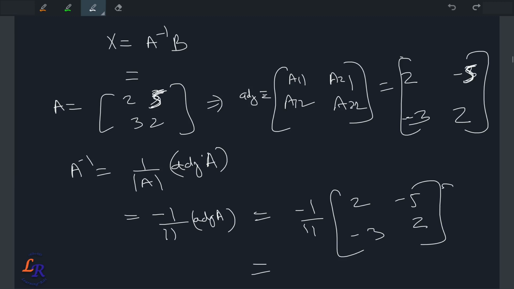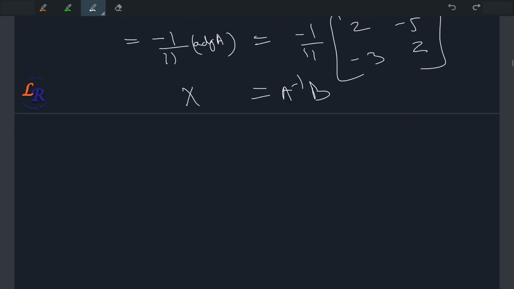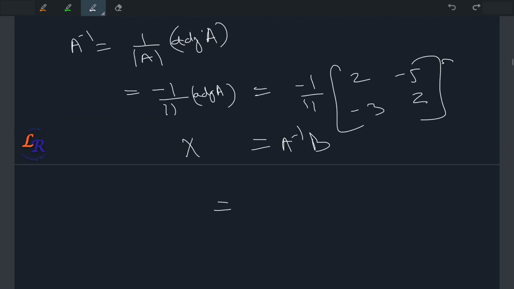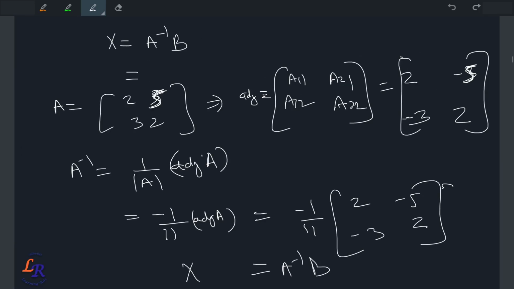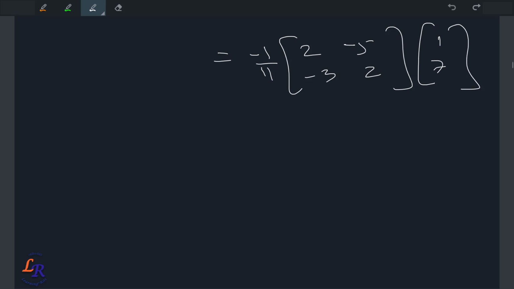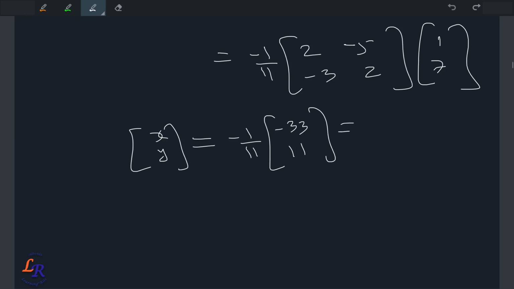For solving, x = A inverse B, so you multiply it. A inverse you got now: minus 1 upon 11 times [2 -5; -3 2], and then you have B. What is the B value here? [1 7]. Now you solve it, so you get [x y] is equal to minus 1 upon 11 times [-33 11], and each element will be divided by 11, so you will get [3 -1]. Now you can compare each element, so x becomes 3 and y is equal to minus 1, right?